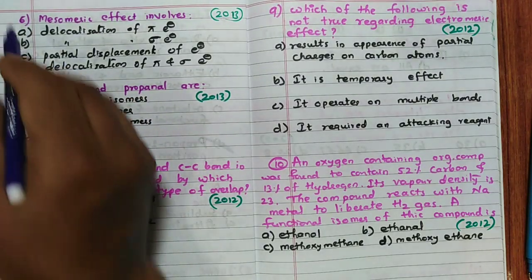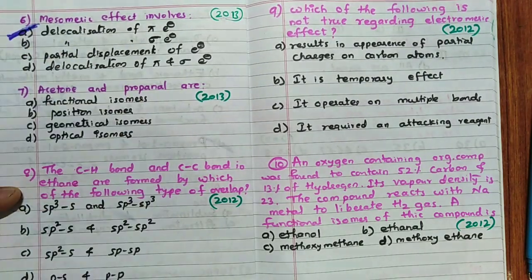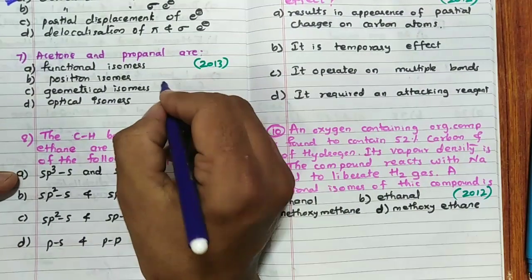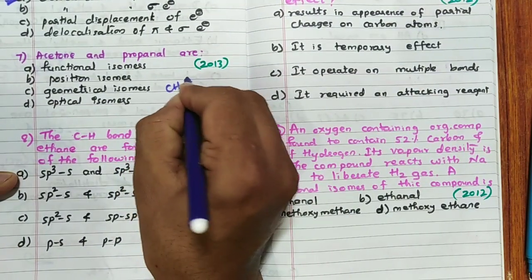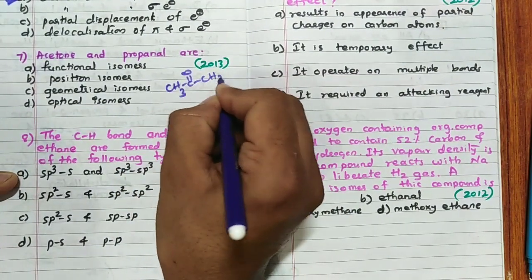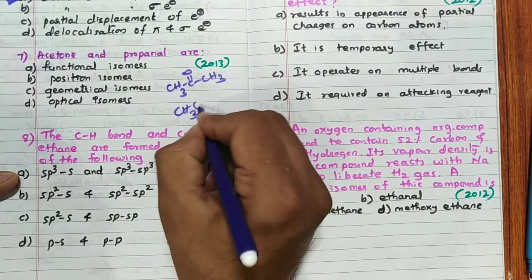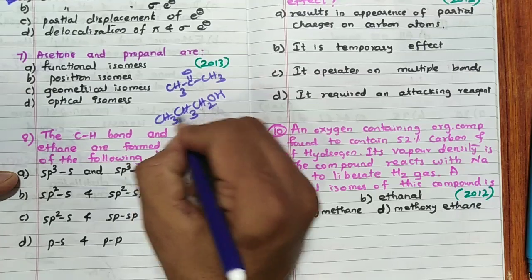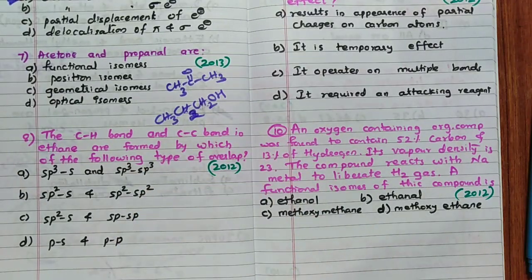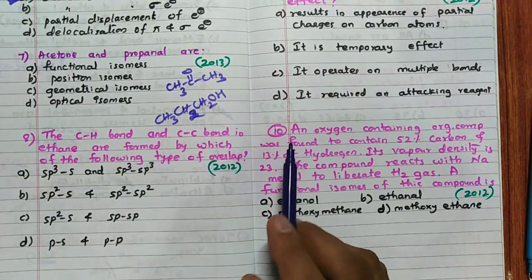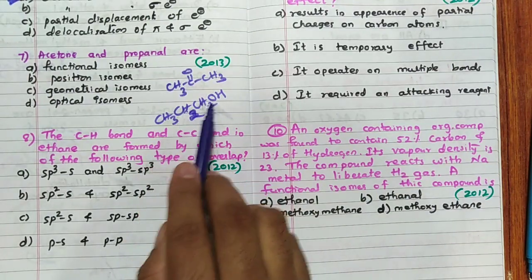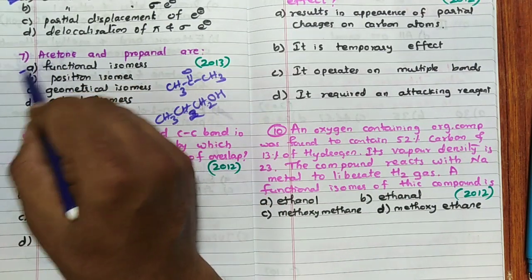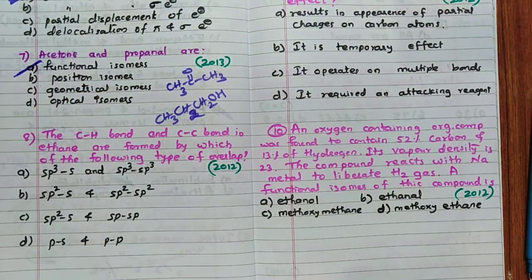For the 6th question, remember, the answer is A. Acetone and propanol. Acetone: CH3, C double bond O, CH3. Propanol: CH3, CH2, CH2OH. Remember, these two are what type of isomer? The functional group is different, correct? The functional group is different, hence the answer is functional isomers.